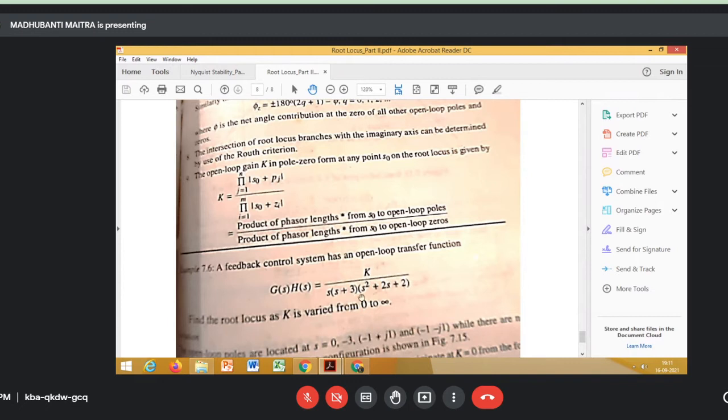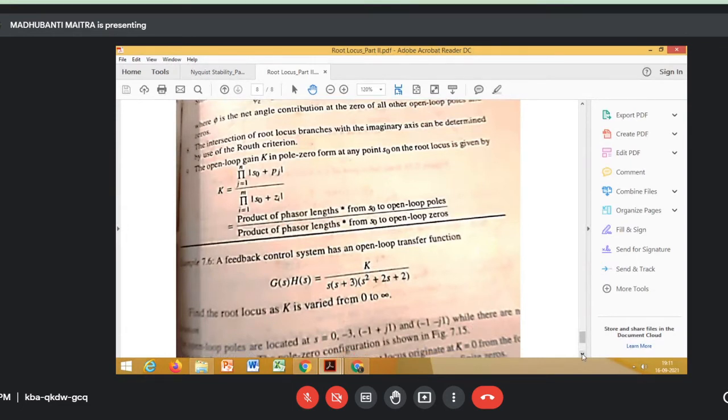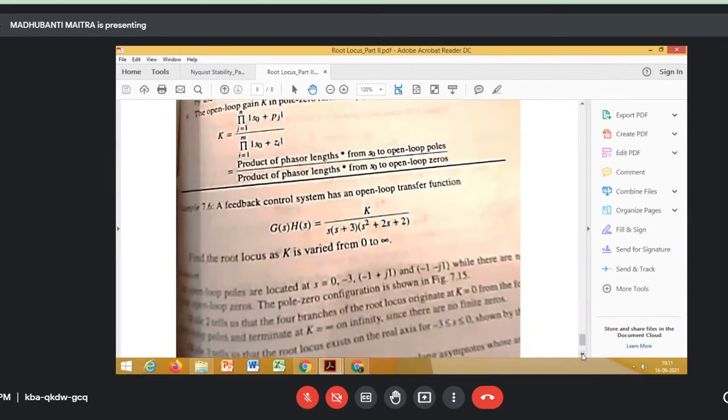This problem is given as an assignment. Sketch the root locus of this plot as the forward path gain k varies from 0 to infinity. Sketch this plot, and if you find any difficulty, please feel free to ask me.